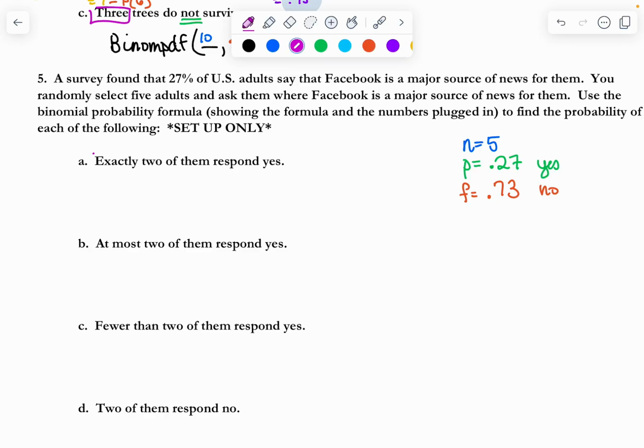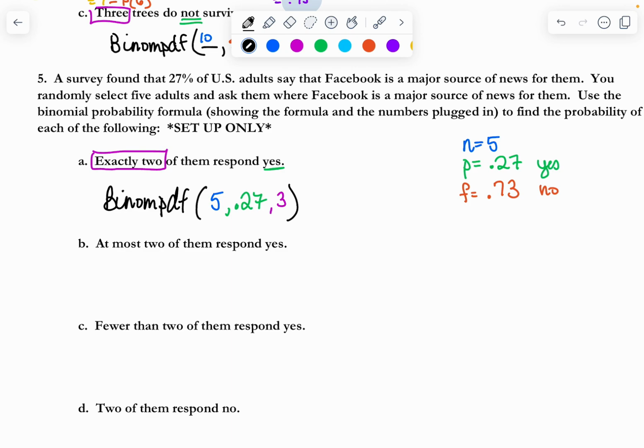And then let's go question by question. So here I see exactly 2 said yes. An exact number says we should use binom PDF. And then the 3 blanks: we talked to 5 people, the probability they say yes is 0.27, and we want to know that exactly 2 of them said yes. So that's what we would type into our calculator.